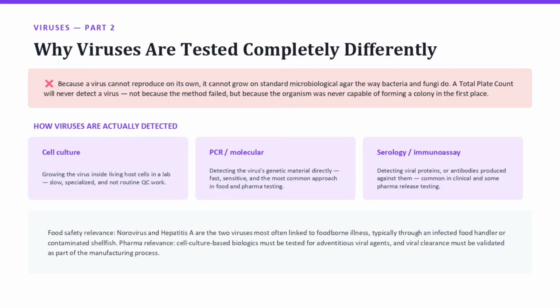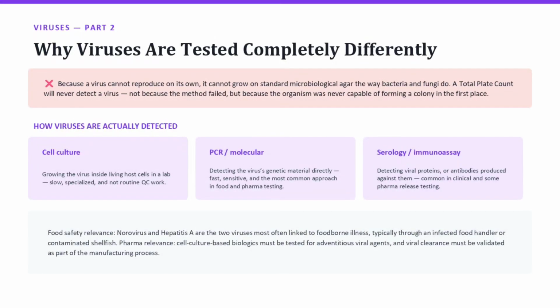Because a virus cannot reproduce on its own, it cannot grow on standard microbiological agar the way bacteria and fungi do. I want to be very precise about this. A total plate count will never detect a virus. Not because the method failed. Not because something was done wrong. It is because the organism was never physically capable of forming a colony in the first place.